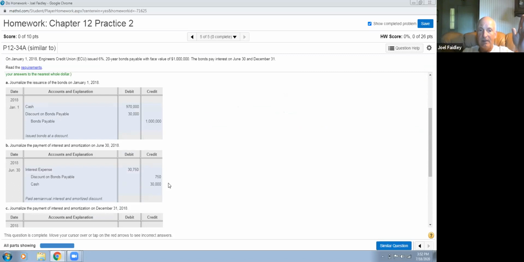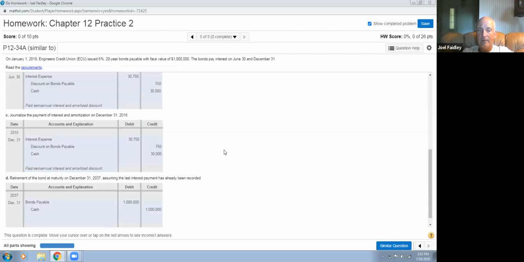There's my interest expense, right? 6% times a million is 60,000 per year, but this is semi-annual. So that's 30,000 going out the door in cash. There's my discount. 20-year bonds, twice a year, that's 40 periods. So $30,000 divided by 40 is 750. And so my interest expense is my plug number. There it is for the next year.